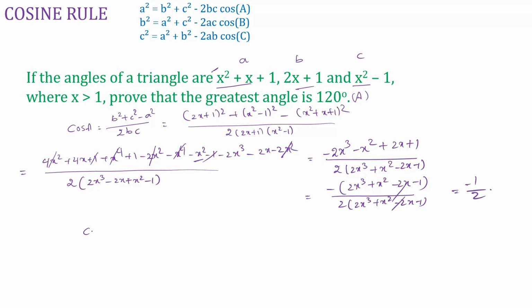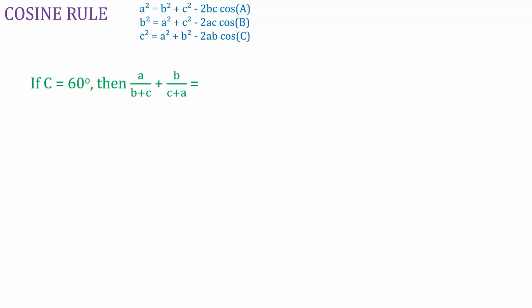But then cos A is equal to minus 1 upon 2, which is nothing but the value of cos of 180 degrees minus 60, that is 120 degrees. So the greatest angle here is A, which is 120 degrees. Coming to the next sum.